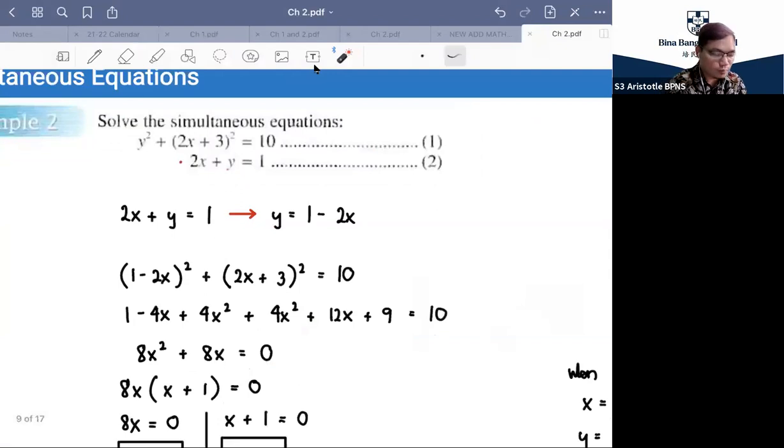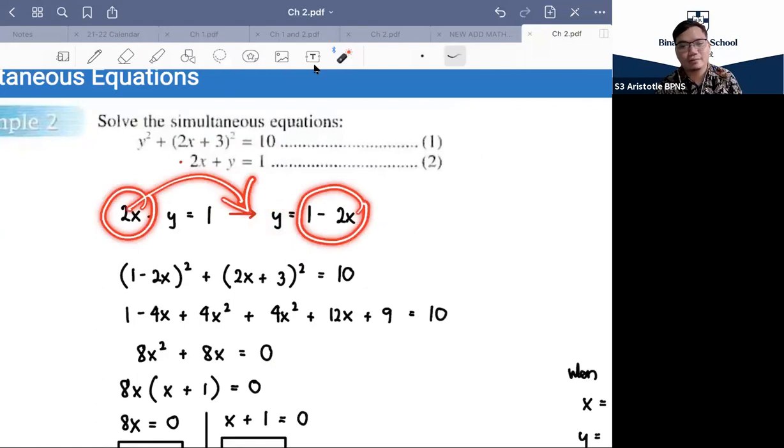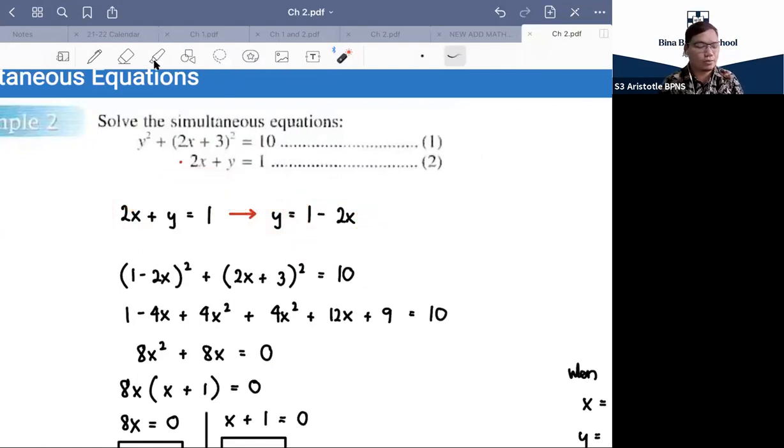First things first, this is basically by substitution, class. I'll go ahead with the second equation and make y the subject of the formula. So you see what I did here, class? I made y the subject of the formula and put 2x on the other side. So y is now 1 minus 2x. And that's it for my second equation.